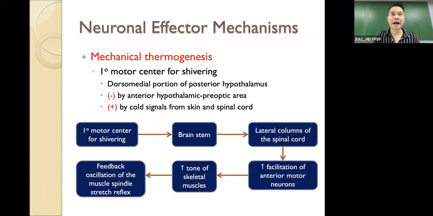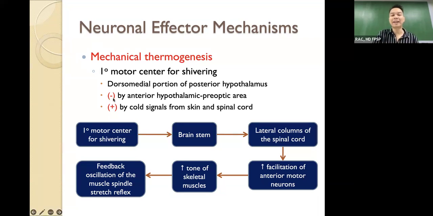Okay, now let's look at thermogenesis. You have mechanical and chemical. First, you have mechanical thermogenesis. This is activated by the posterior hypothalamic nuclei. So the posterior hypothalamic nucleus or nuclei is said to be the primary motor for shivering. Ito yung giniginaw tayo, no?